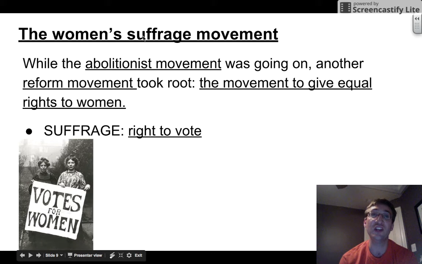Women, the women's suffrage movement. While the abolitionist movement was going on with slavery, another reform movement took root, the movement to give equal rights to women. And suffrage means the right to vote. These women want a voice in their government.